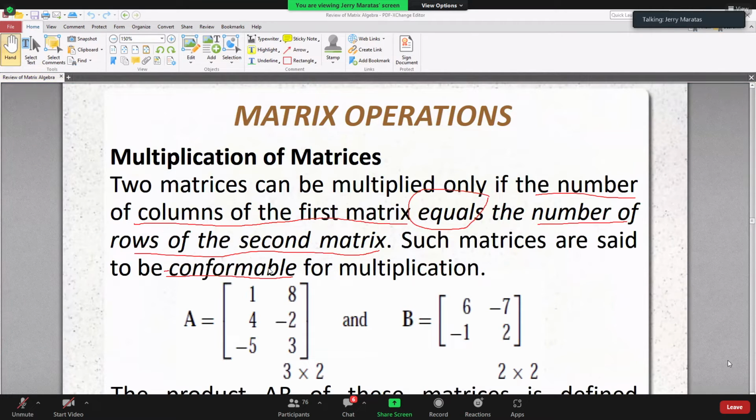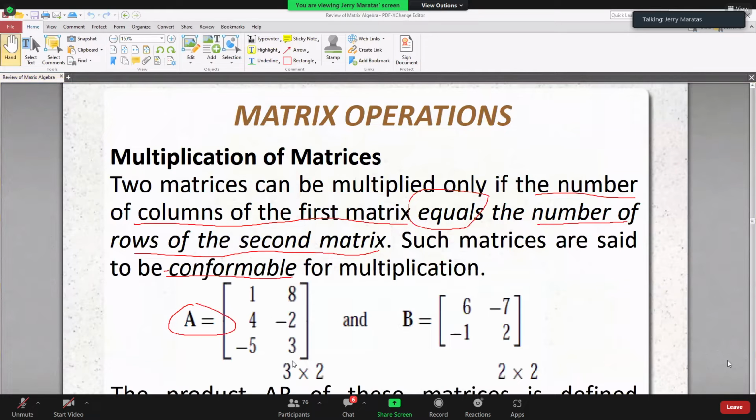Okay, so again, the two matrices can only be multiplied if they are conformable. That is, the number of columns of your first matrix. So very important. When you say first matrix, number of columns. And the number of rows of the second matrix. So example, matrix A and this is matrix B.